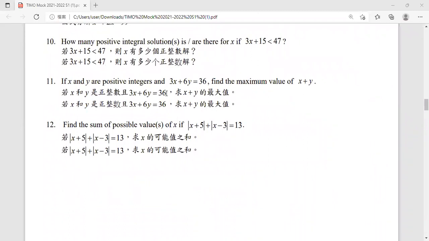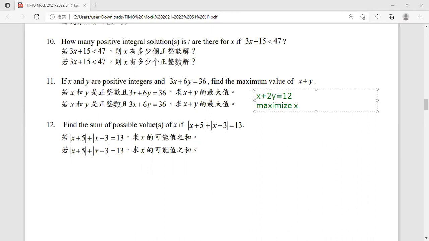Question 11. Now, actually, for these kinds of questions, you can do something like this. You can divide the whole thing by 3 first, okay? So x plus 2y is equal to 12. Now, because we want the maximum x plus y, you have to maximize x. Because if you maximize y, the sum will be smaller.